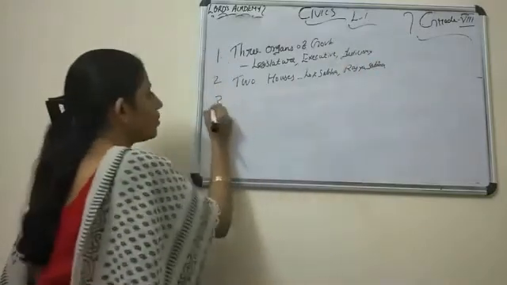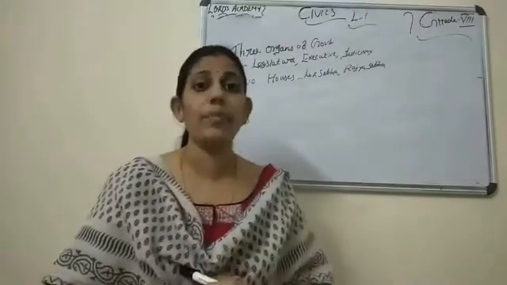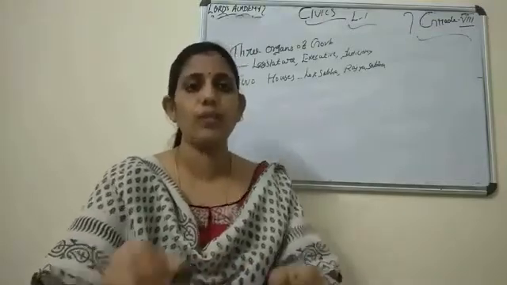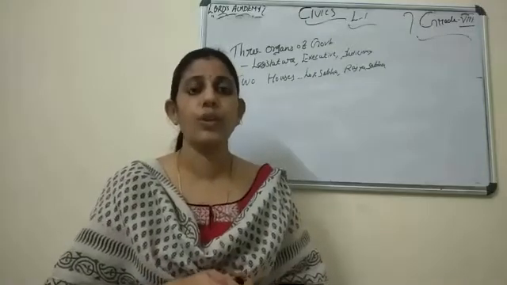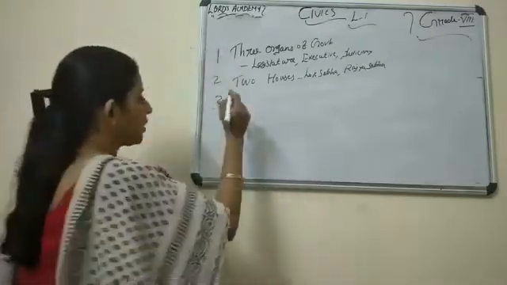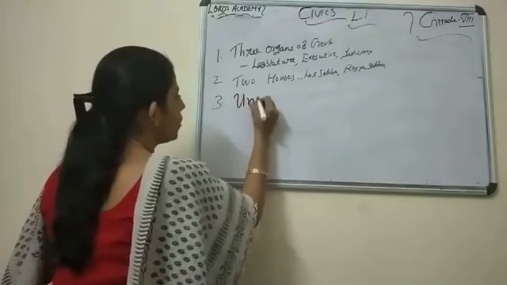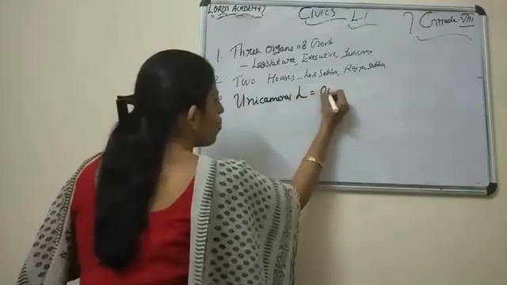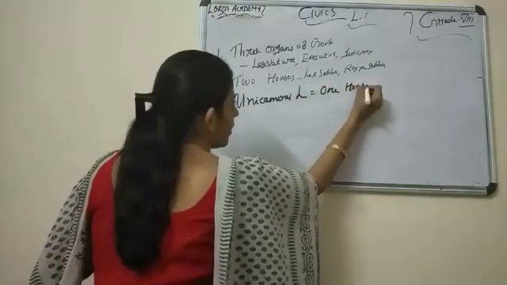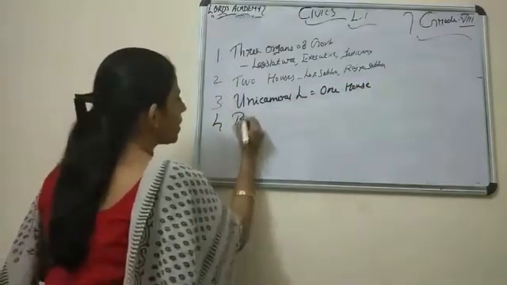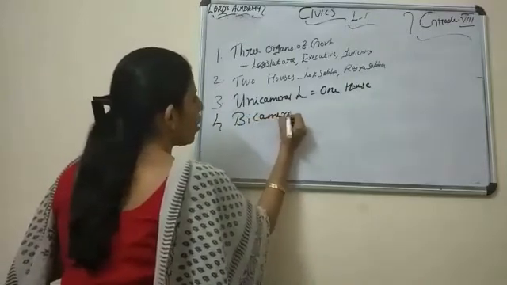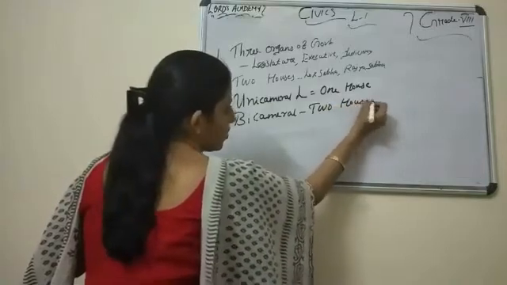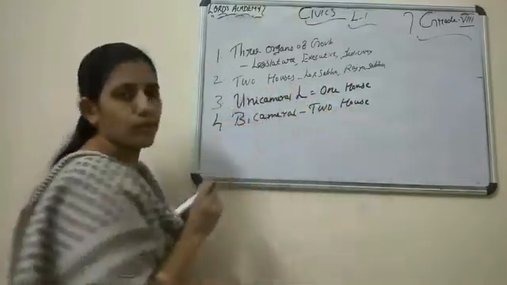Do you know the difference between unicameral legislature and bicameral legislature? Uni means one house of legislature, and bi means two houses of legislature. So the next question is about the difference between unicameral and bicameral. Unicameral legislature means one house of legislature, and bicameral means two houses of legislature. You also have to go through the examples.